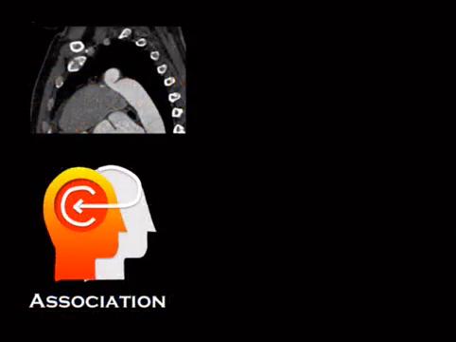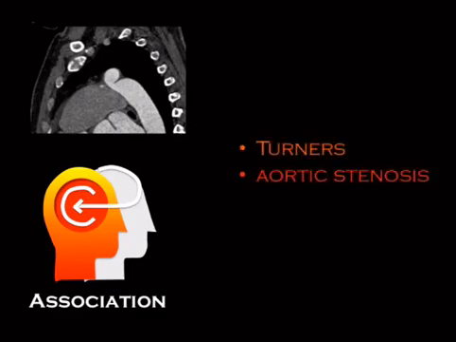So what are the associated syndromes with aortic coarctation? If you were going to remember one, I would remember Turner's. And when you say Turner's, you should say aortic stenosis. The other thing to remember is Berry aneurysms. And I don't have as good of a way to remember that. But if you're going to only remember one thing, it would be Turner's. And then once you remember Turner's, you should say aortic stenosis.